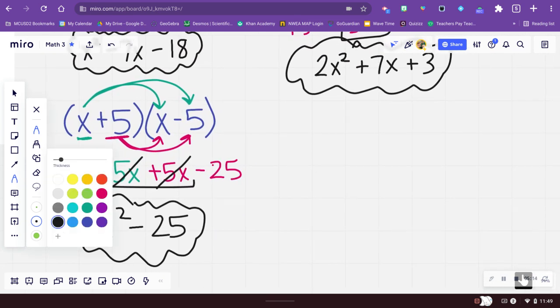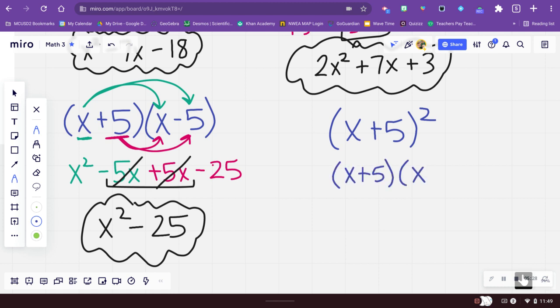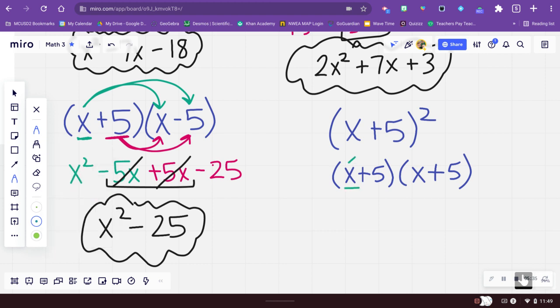Let's look at another special or unique case. Let's do x plus 5 to the second power. So you have to rely on your knowledge of that second power. That means I have two of them. So I need to first expand that out. So I have two sets of x plus 5. And now we're ready to distribute through.